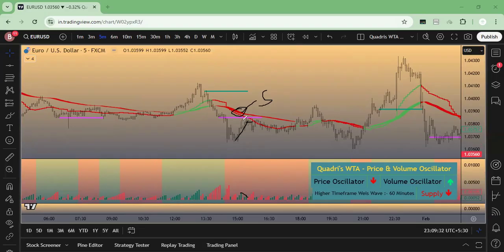On the first pullback over here, I am selling with the target of this one. As we are approaching downwards, in this particular case, we got our trailing stops along with this one. So this is an accumulation line. And when the price breaks down through the accumulation line and comes back to it, it is called FTI, fall through the ice.